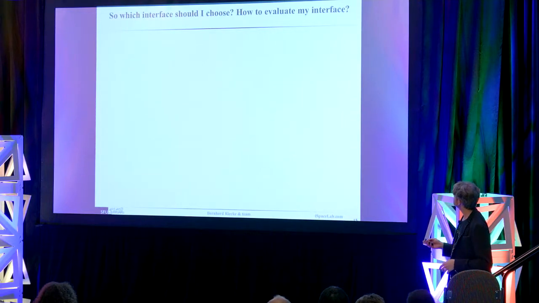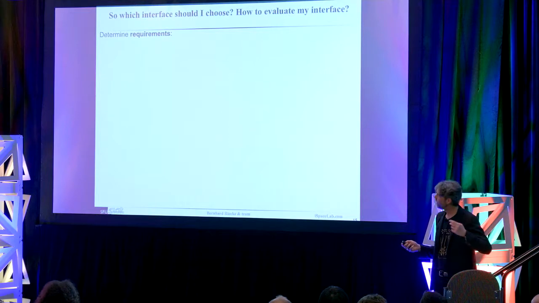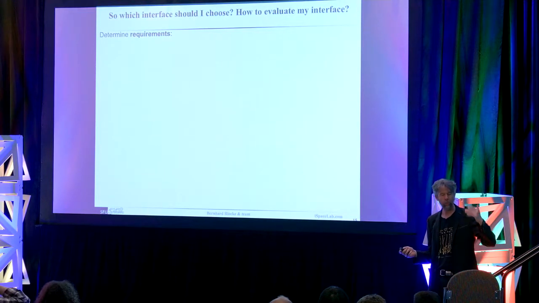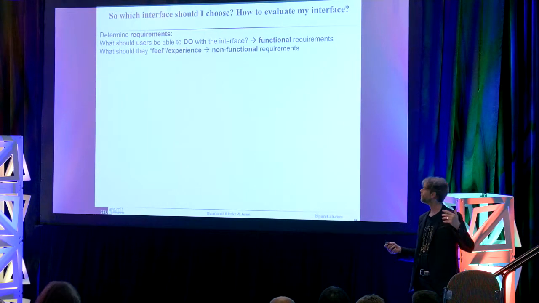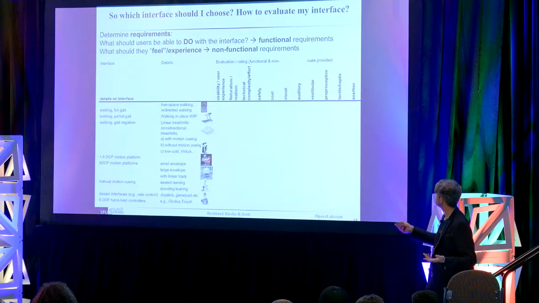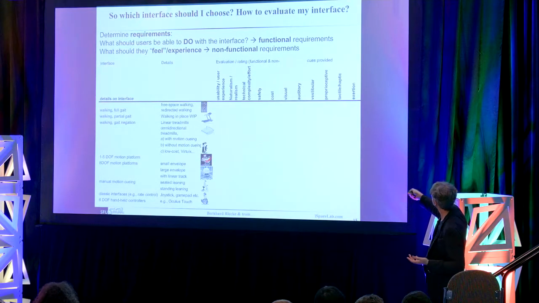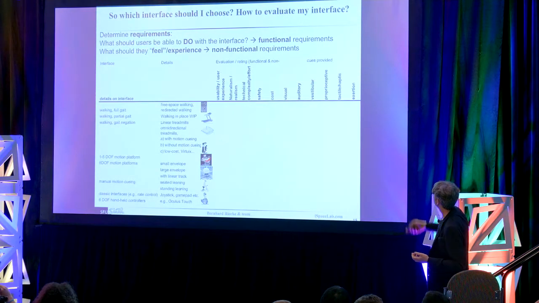So just as a mini conclusion, how do you really choose what interface you want to use? Essentially you need to figure out what do I want? What are the requirements? What are the functional requirements, what is it supposed to do? What are the non-functional ones, so how is it supposed to feel? And then you can build up your matrix for different interfaces and different aspects, like what is important to you? Do you need full visual cues, auditory cues, and so on?